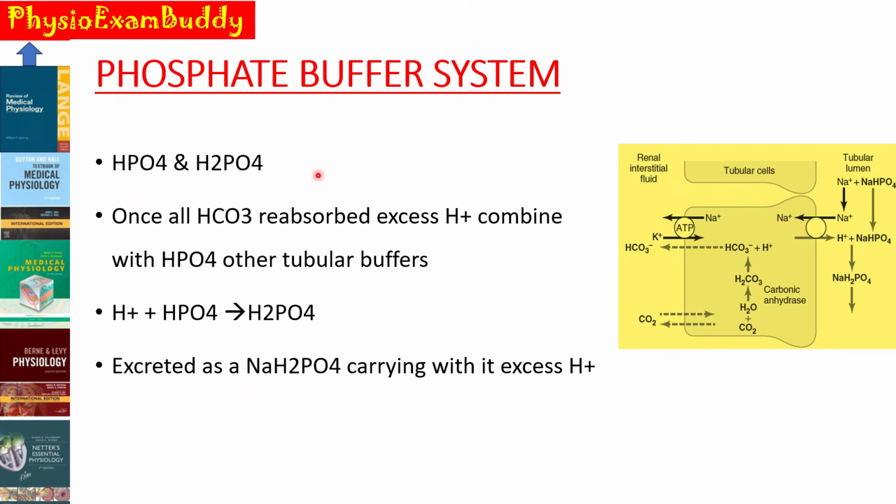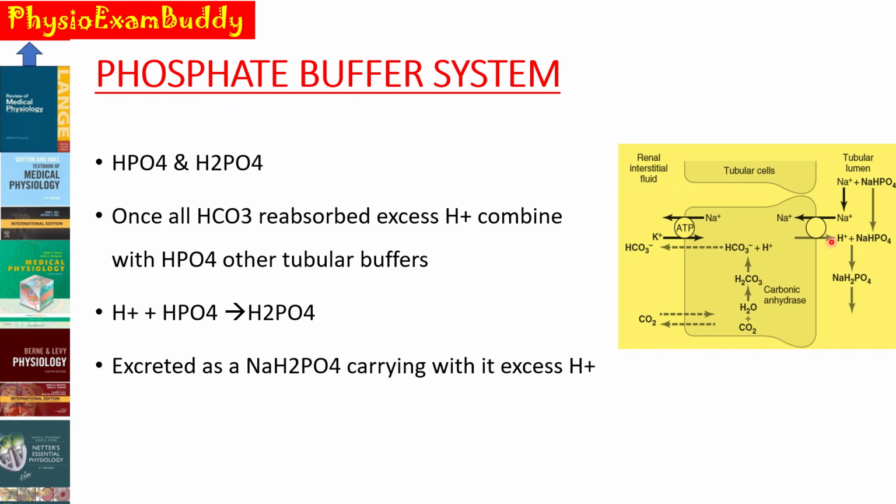So in this video, we will be seeing only the main two buffer systems, that is the phosphate buffer system as well as the ammonia buffer system. Along with the phosphate buffer system, you have to draw this diagram. The main phosphate buffers include HPO4 as well as H2PO4. Once all the bicarbonate is reabsorbed, the excess H+ which is generated in the body will combine first with this HPO4 as well as with the other tubular buffers.